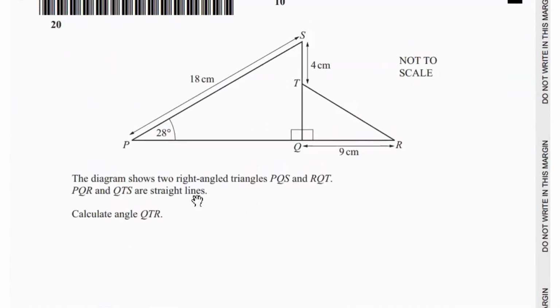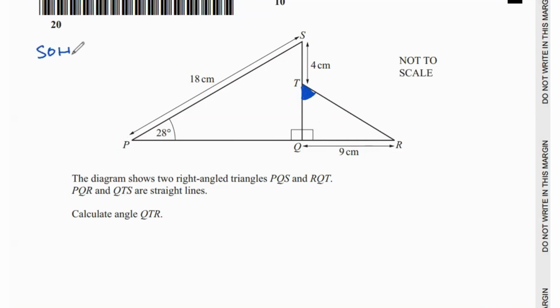Question 20 says the diagram shows two right-angled triangles PQS and RQT. PQR and QTS are straight lines. Calculate angle QTR. So QTR is this angle. This is what they're asking us to calculate. So if you look at the triangle PQS, they've given us PS and angle P, which means we can easily find the length of SQ.